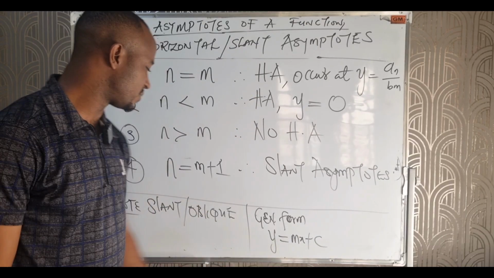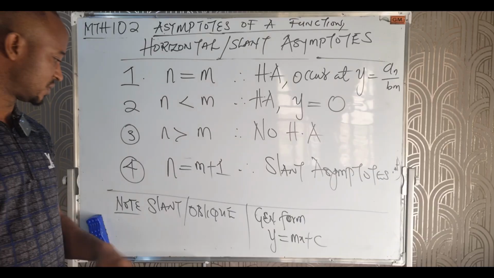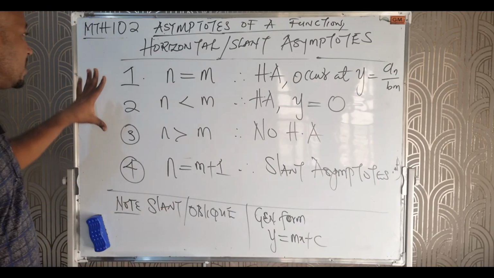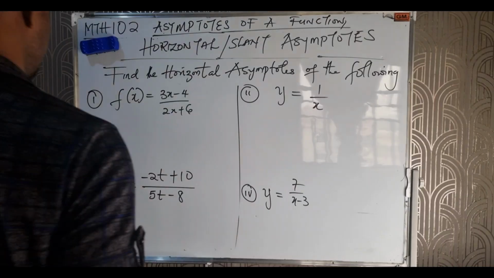y equals mx plus c. That is the general form of an oblique asymptote, or a slant asymptote. Take note of this, horizontal and slant. Take note. Let's proceed.